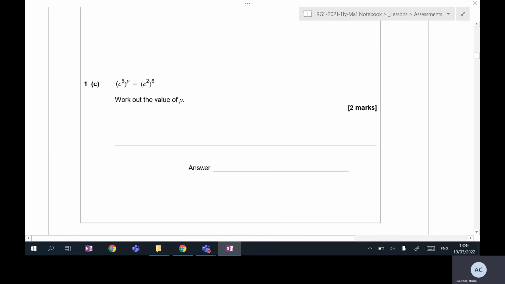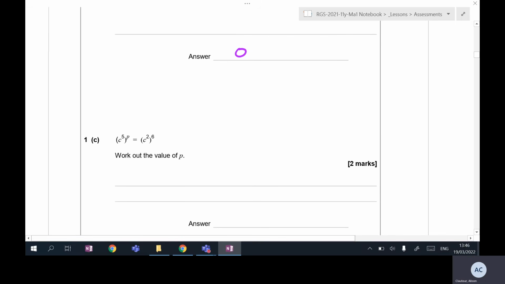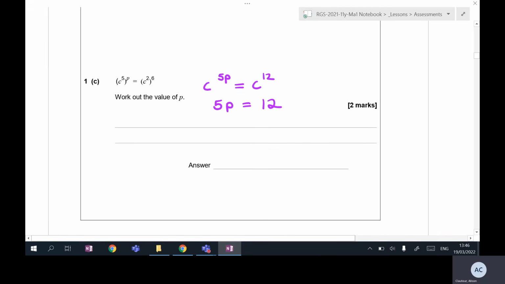If we look at part C, I can multiply these indices together. So that would give me c to the 5p is equal to c to the 12. So we can equate the indices. So 5p has to equal 12. So p is 12/5.